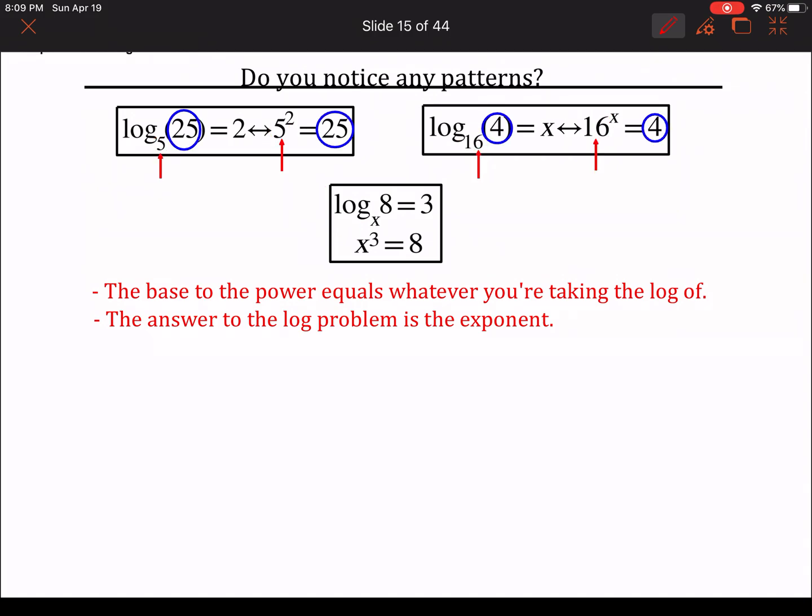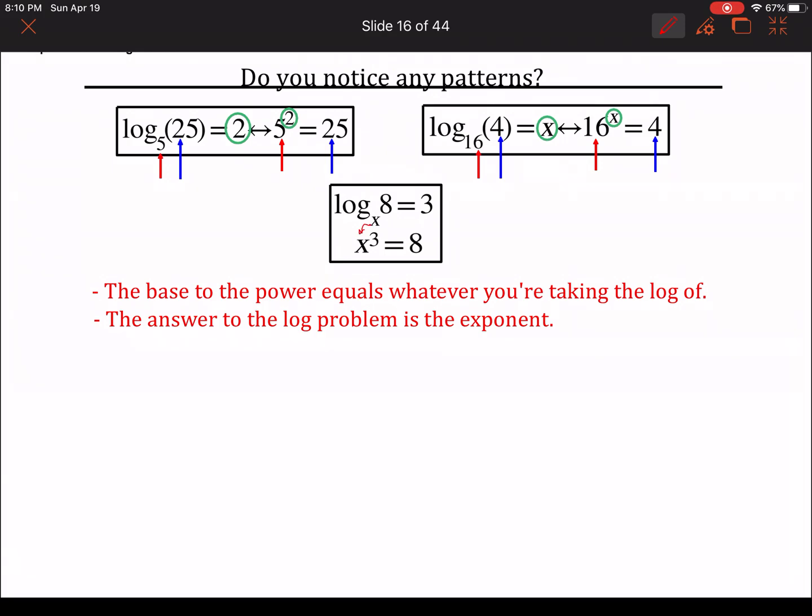Now, what you're taking the log of, if it's on the right side of the equal sign, where did it go to? The left side of the equal sign. If it's on the right side of the equal sign, like both of these, see how 25's on the left and then 25's on the right? 4's on the left and 4's on the right. So they're swapping sides. So if 8 was over here on the left, I had to take 8 over here and put it to the right.